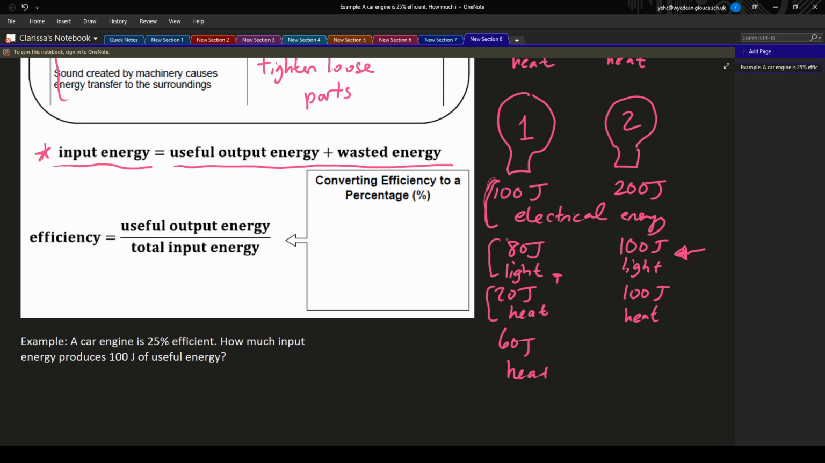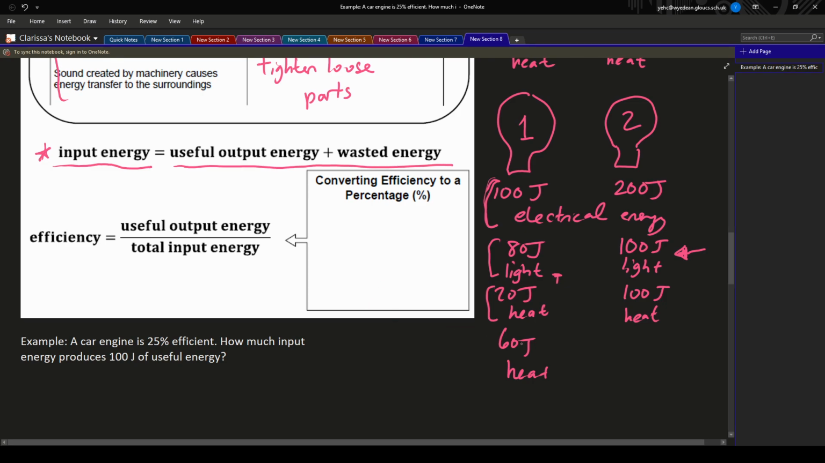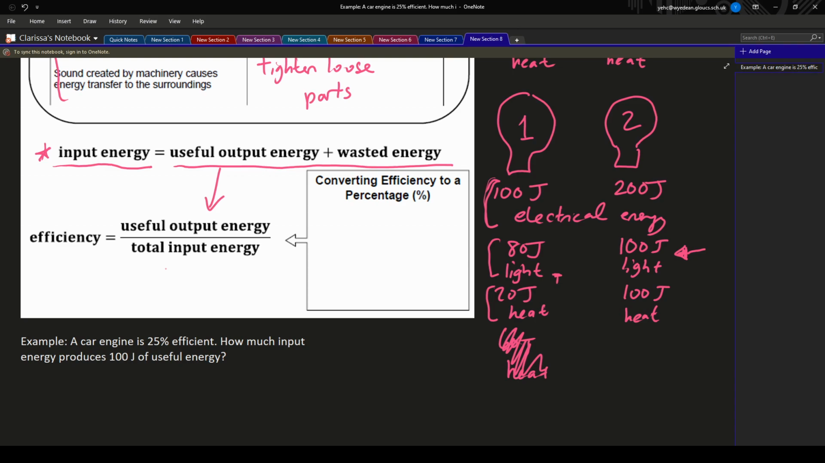Because I only put 100 joules in the first place. So these two, whatever useful you have and whatever wasted you have, have to add up to whatever you put in. And so that leads into our equation for efficiency, which is calculated as a percentage, which is just a ratio of how much useful there is over the total. This is pretty much the same as when I calculate a mark that you got on a test. I put how much you scored over the total amount you could have scored. That's it. That's what efficiency is.